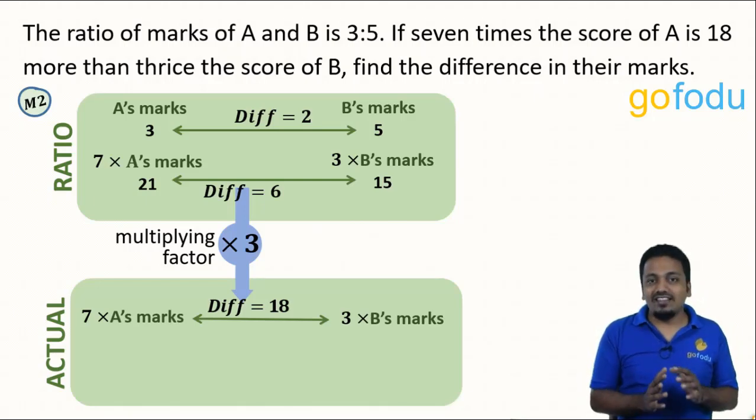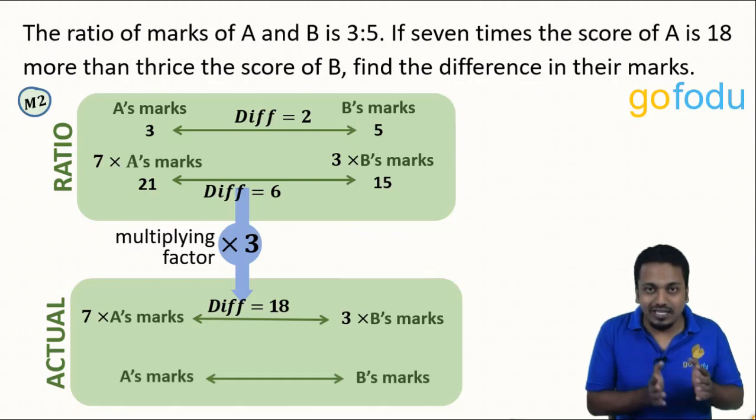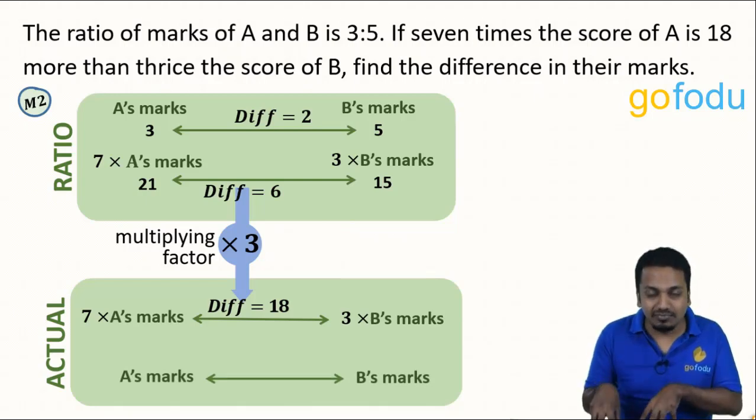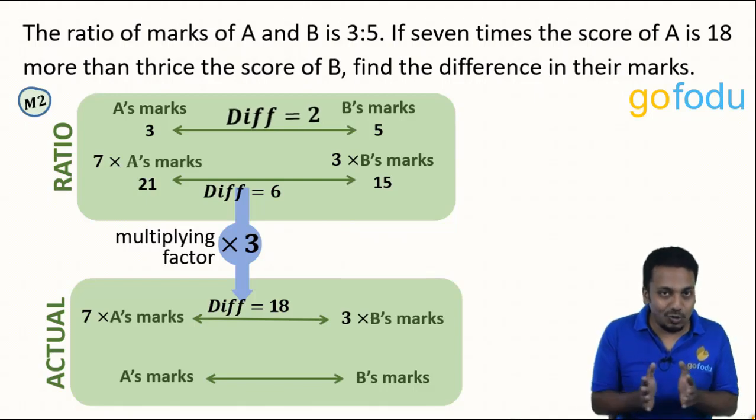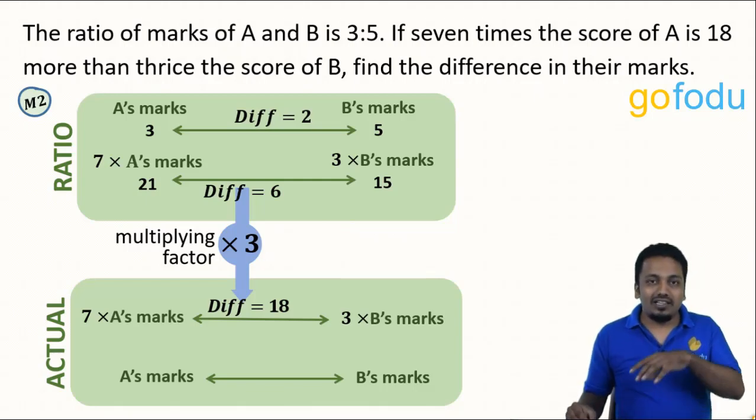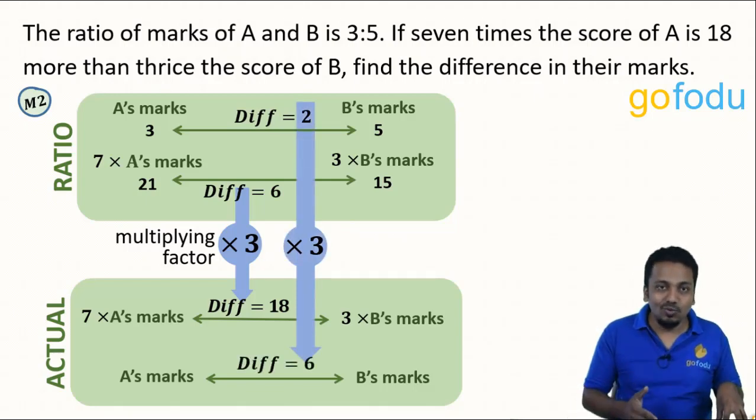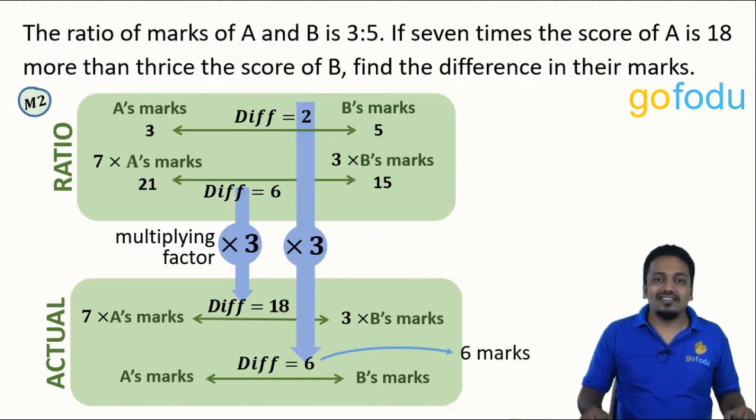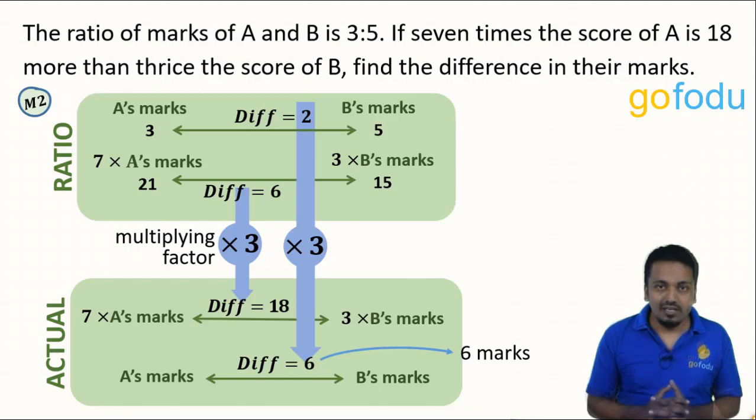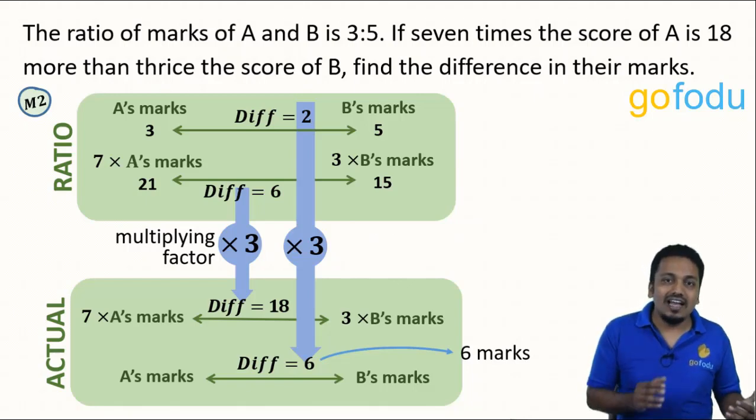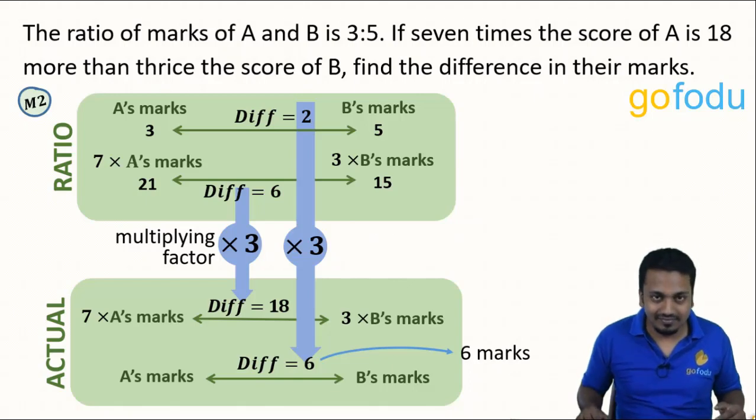Now we have to find the difference in A's and B's scores. So on ratio scale, this difference between A's marks and B's marks is 2. 5 minus 3, 2. So its actual value will be 2 multiplied by the multiplying factor. That is 2 into 3, 6. 6 marks is the answer. So this is how we solve ratio questions using the ratio scale and the multiplying factor.